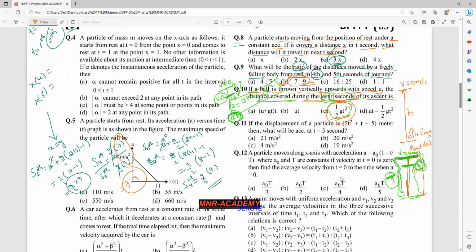It is directly you people can solve. If the displacement of a particle is 2t square plus t plus 5 meters, then what will be the acceleration at t equals 5 seconds? They have given the displacement and they are asking the acceleration. So we have to apply differentiation or integration. That is the knowledge I want from you.